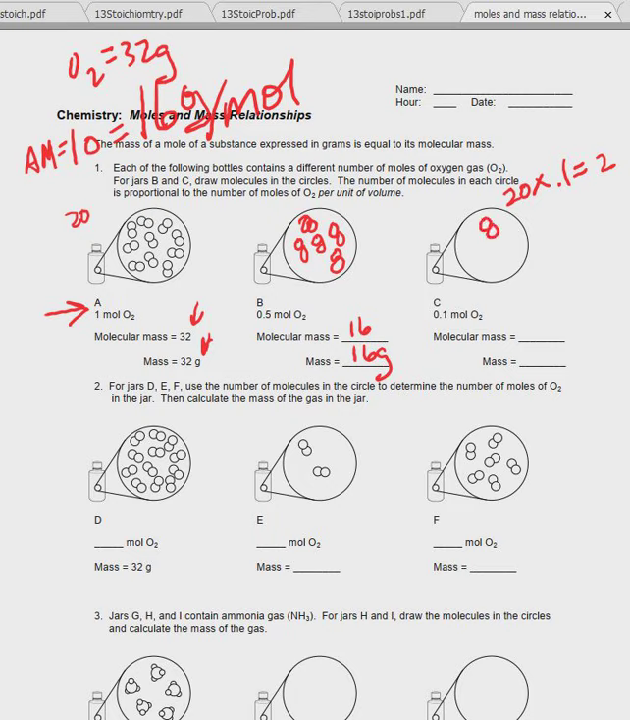Given that, our molecular mass then, we're going to multiply it by 0.1. So we're going to multiply 0.1 times 32, our original 1 mole of oxygen. That's going to give us 3.2, which our mass then is going to be 3.2 grams.